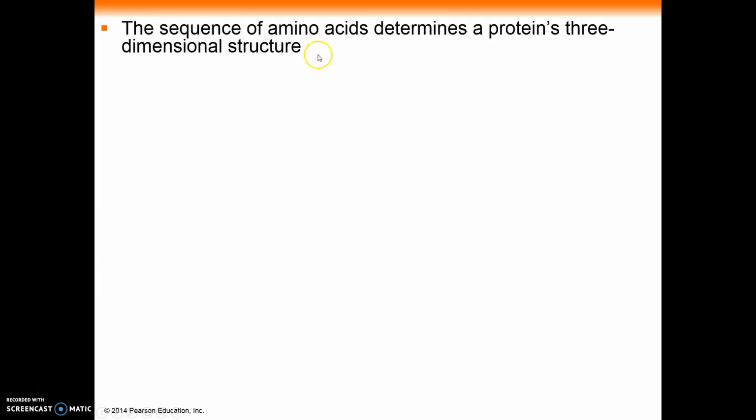Now, something to consider is the sequence of amino acids determines the protein's three-dimensional structure. Okay? This is, again, directly related to gene structure, or the sequence of nucleotides in the DNA. Now, since this amino acid sequence determines the three-dimensional structure, we also need to keep in mind that the protein structure determines how it works.